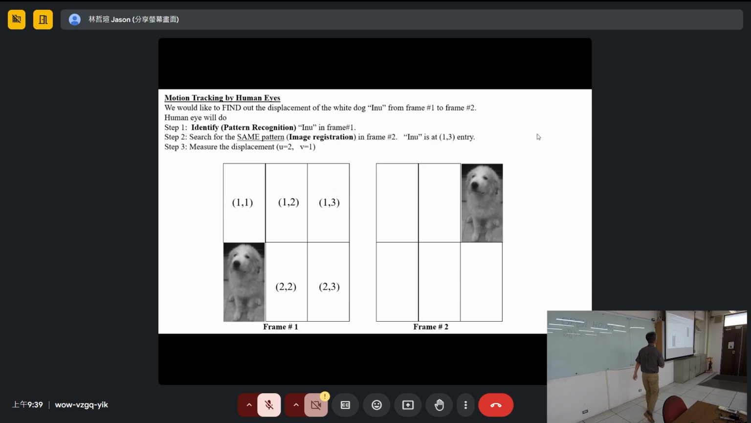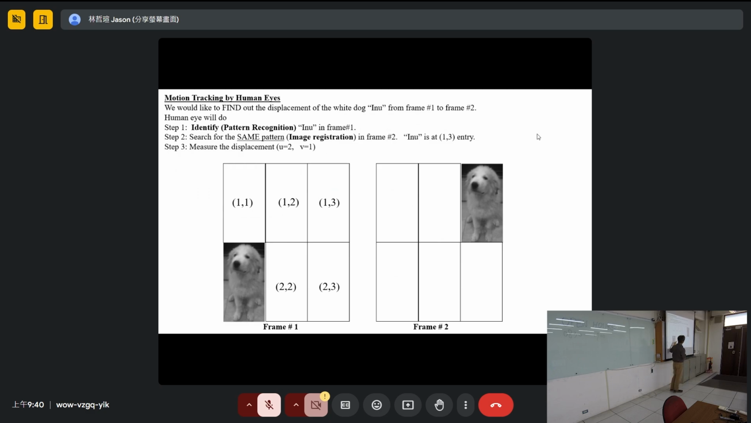Okay, here we go. Let's say I use a very crude digital camera. In frame 1, my dog is here. In frame 2, my dog moves to here, right? Good? Okay. And if I ask you what's the displacement of the Inu, everybody can say, look at here. This is Inu. You memorize it. You come to this frame. No, this is not Inu, this is not, this is not, this is Inu, right?